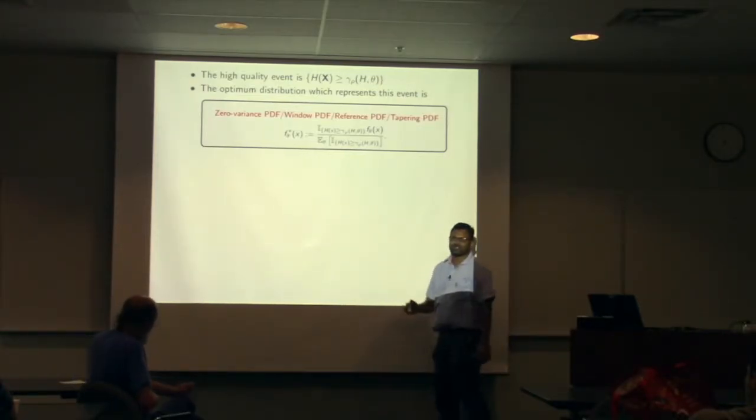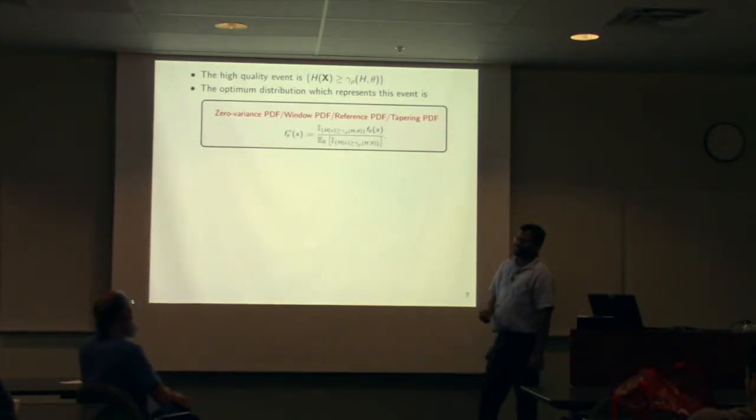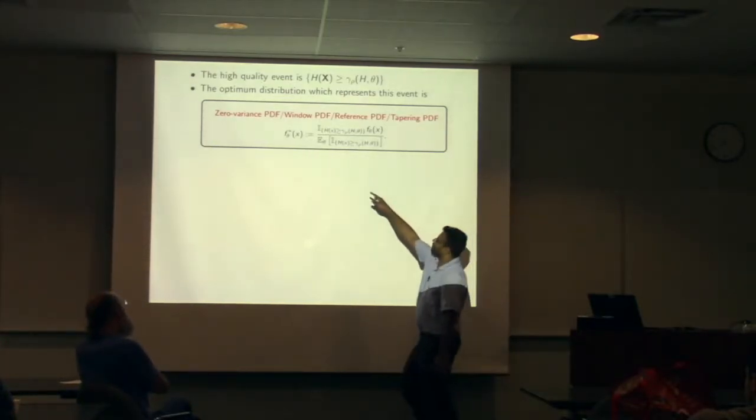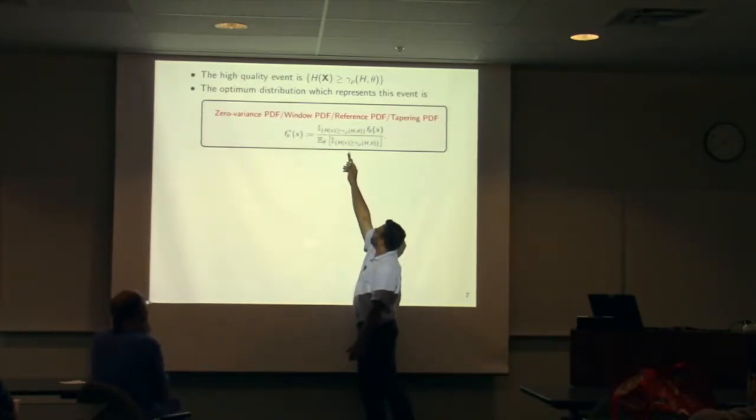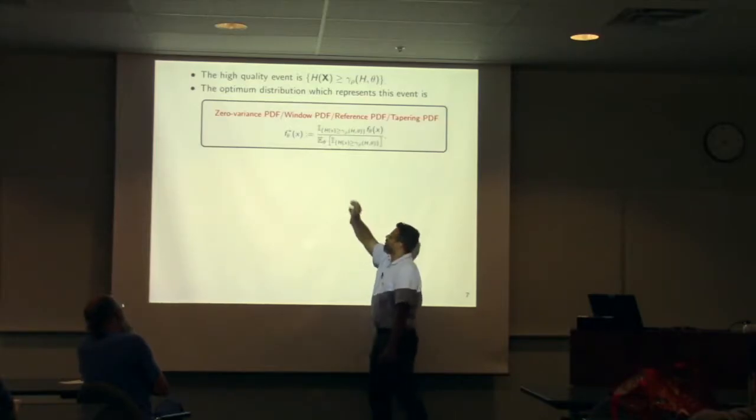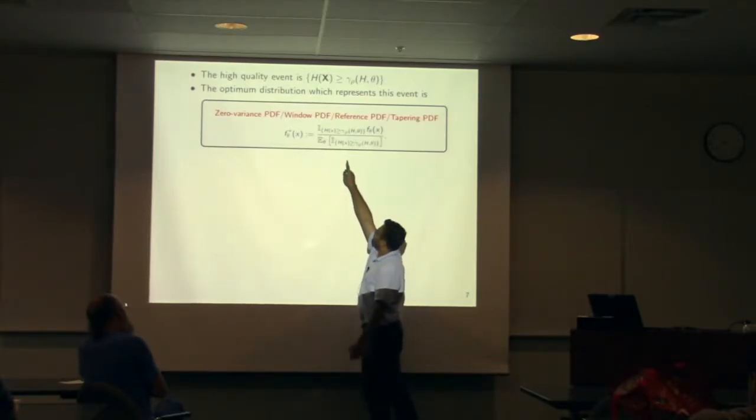Is that okay? That's why it's called the zero variance distribution. Why? Because if you sample using f_theta star, you are always going to get points within that region, because the support of this PDF is that event.